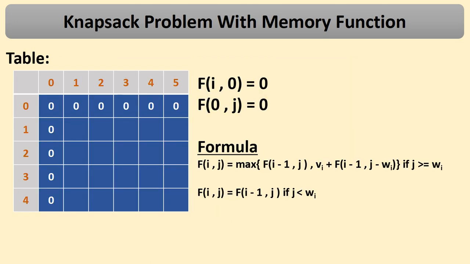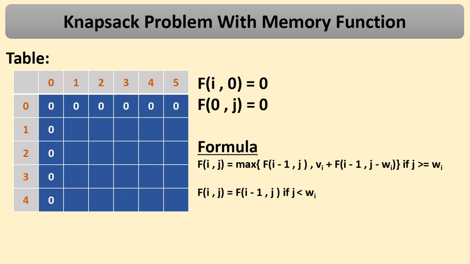Now, based on the i and j values, we have to construct a table. i is 4, so i ranges from 0 to 4, and we have to draw the rows according to the value of i. Then what is the j value? j ranges from 0 to 5, so we have to draw the columns from 0 to 5. Then we have to start filling our table one by one.